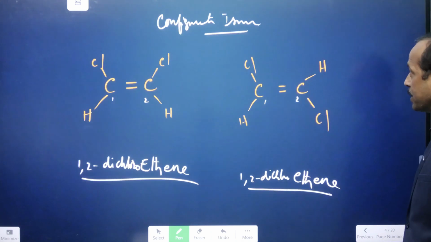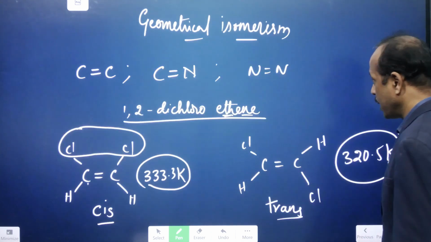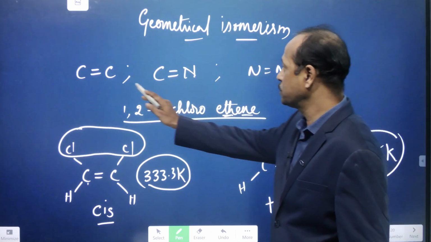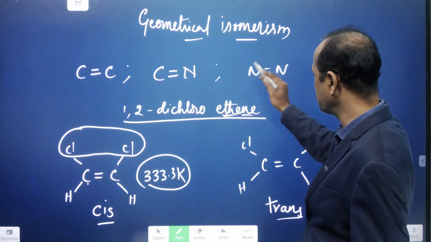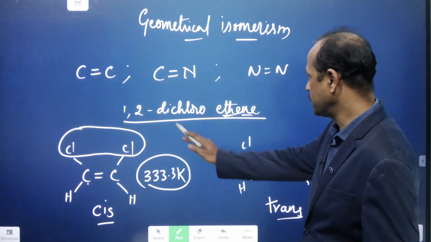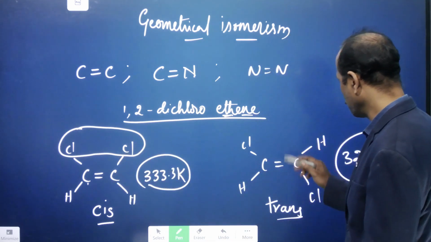So we are discussing geometrical isomerism. This is possible if there is a double bond between two carbons, between carbon and nitrogen, or between nitrogen and nitrogen. For example, see 1,2-dichloroethene.